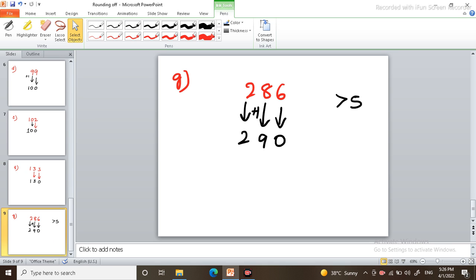One more is 286. 6 is more than 5. So in ones place it will be 0. In tens place just add 1. So it will become 9. 290 is the answer. Now we'll see rounding off to the nearest 100.